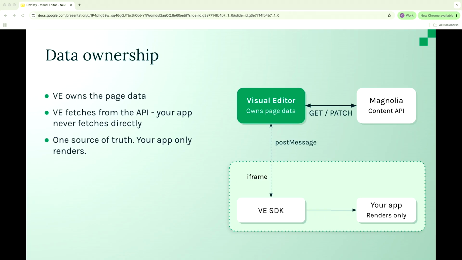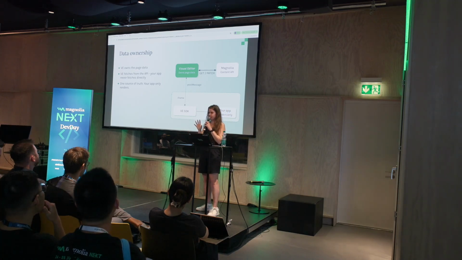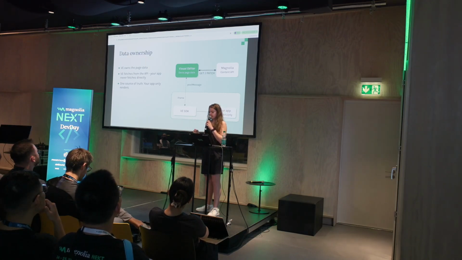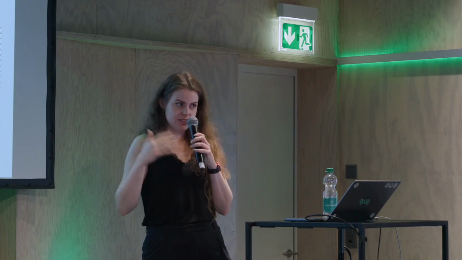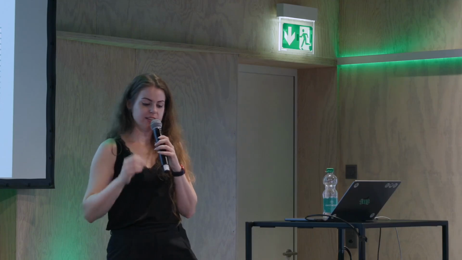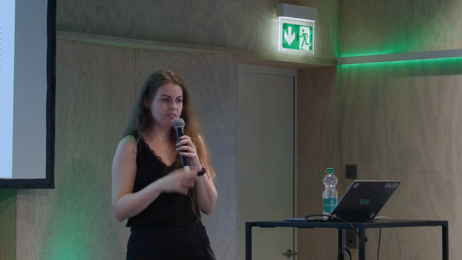So what we have seen here is the visual editor, how it looks and how it works. Inside the visual editor was, in this case, the React application loaded in an iframe. And your React application, when we are in the visual editor, is not connected to Magnolia directly. It does not communicate with Magnolia. The visual editor owns the data when we are in the edit mode.